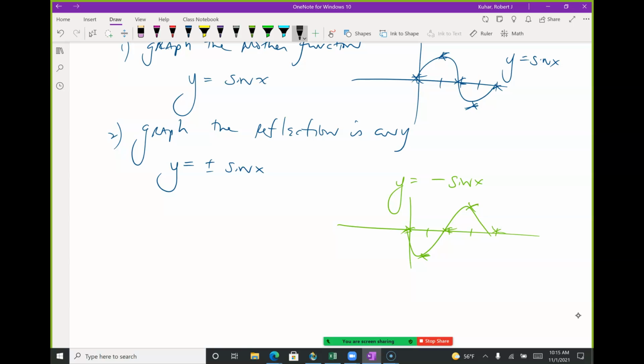Yep, all positive y's become negative y's, right? And remember, you can see that the negative is outside of the function, so it's behaving on the y's. If it was inside the function, it would be behaving on the x's, right? It's affecting the y values because it's outside.